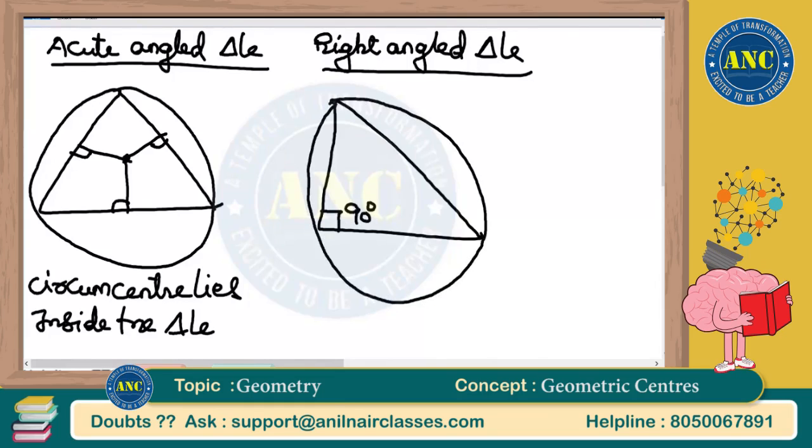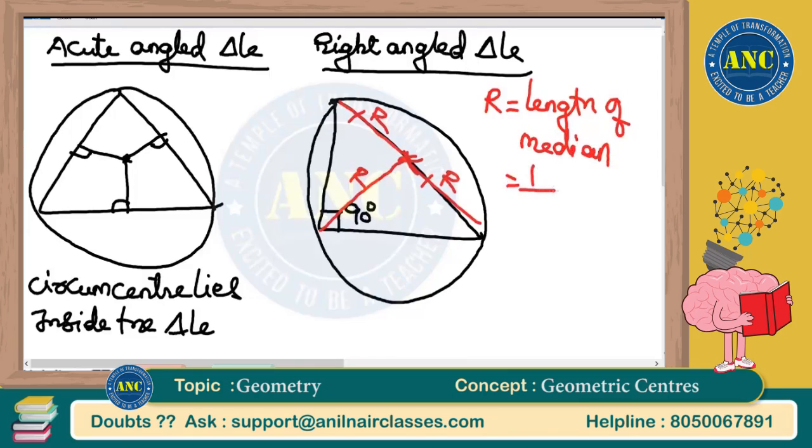So if I draw a circle, this is the center, and this is capital R, capital R, capital R. Now if you see, this is the midpoint, and these are equal. That means it becomes the median. Very important point: capital R is the length of the median, and it is also half of the hypotenuse.